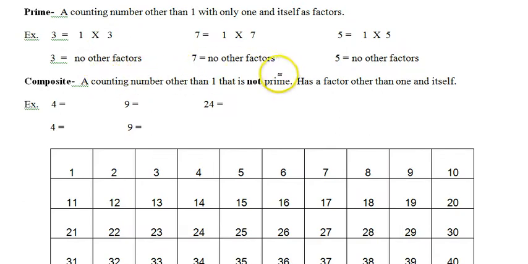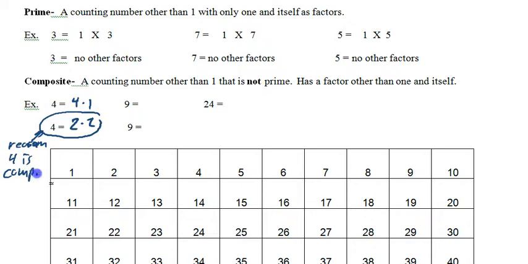Composites. Composites are counting numbers other than 1 that are not prime. So if it's not prime, it means you have to have a factor other than 1 and itself, because our definition of a prime was only 1 and itself as factors. So for composites, you just have to find another one. Like 4, we already know 4 times 1, because 1 times anything will give you that number. It's our multiplicative identity. And what other two numbers will give you 4? 2 and 2. This right here is our reason 4 is composite.